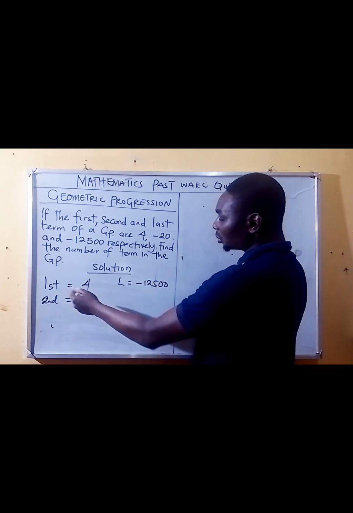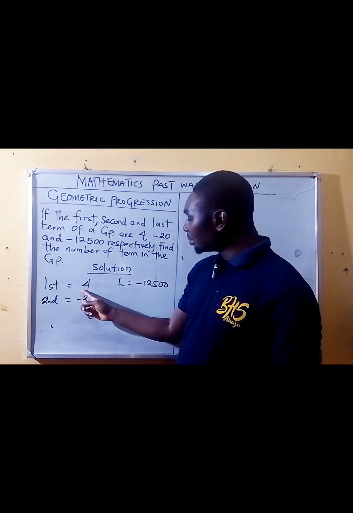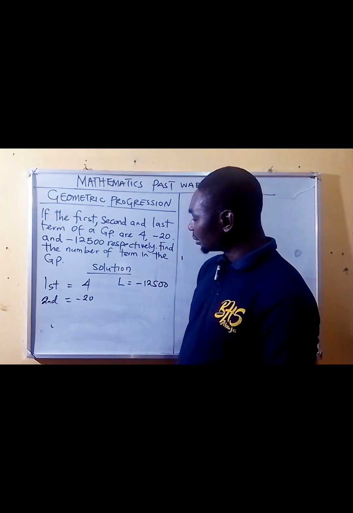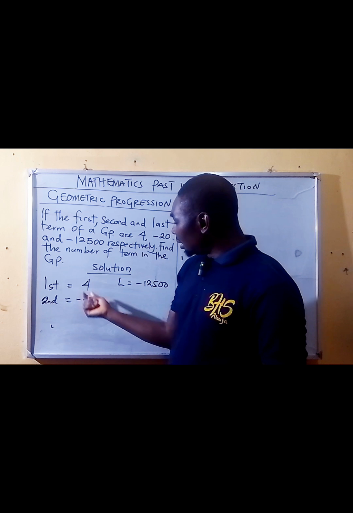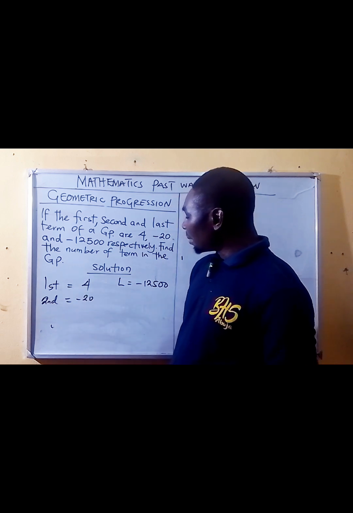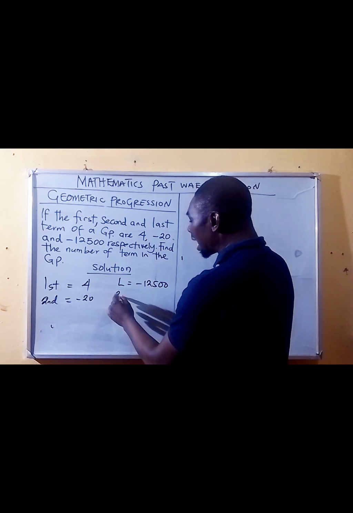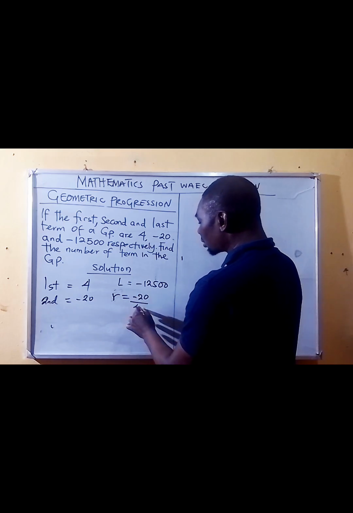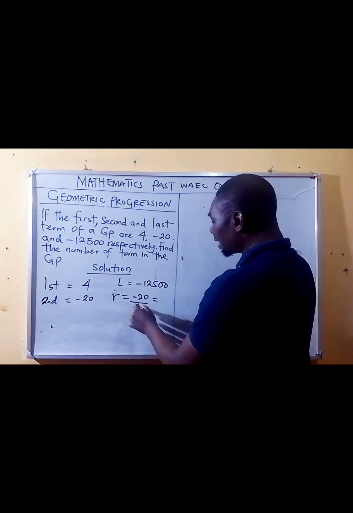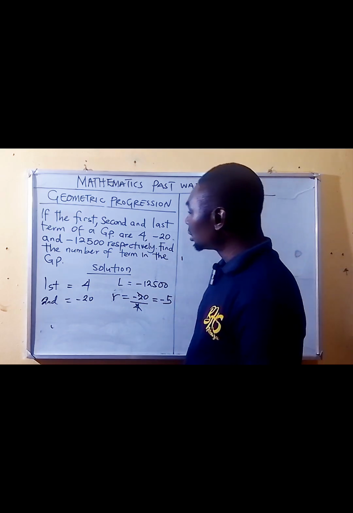How do we find the common ratio? We can find the common ratio here because the first term and the second term were given. To find the common ratio, we divide the second term by the what? By the first term. So we now have our common ratio, which is R, small letter R, to be minus 20 divided by what? 4. So if I divide this, I'm going to get minus 5 as a common ratio.